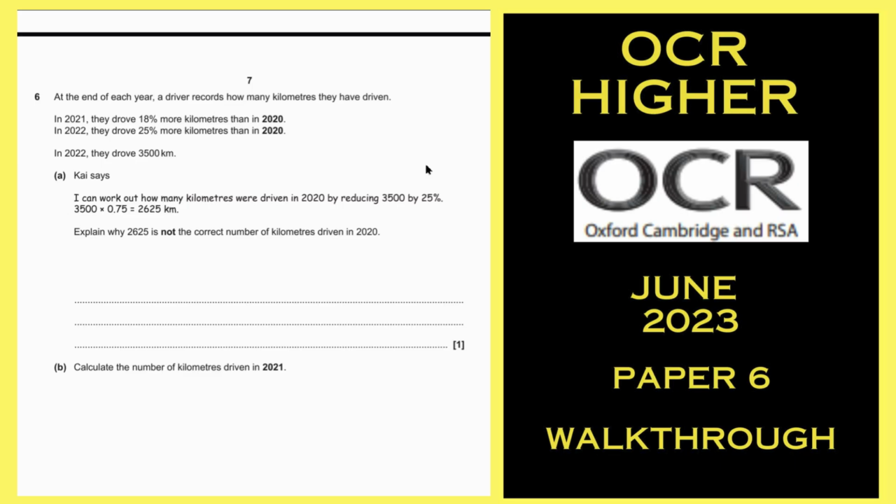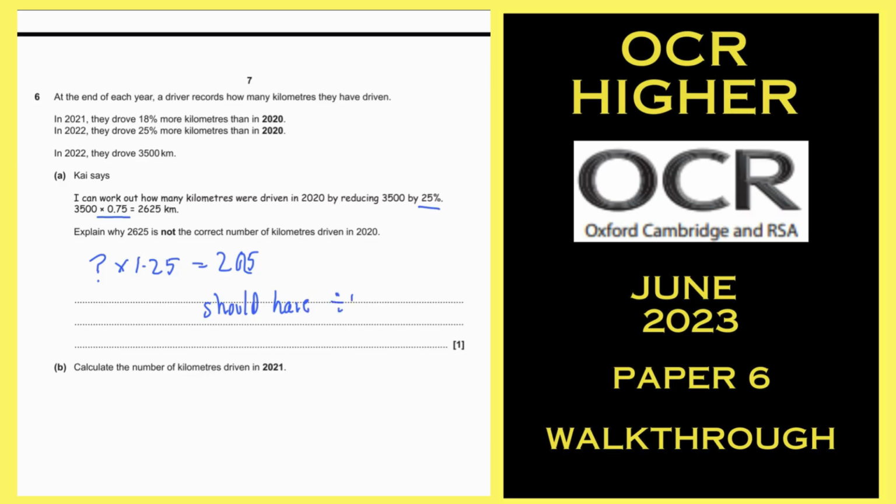Part A, we've got Kai. I can work out how many kilometres were driven in 2020. In other words, Kai says we can work backwards. Working backwards with percentages means reverse percentages. Kai's basically saying, there's 2020. We have a multiplier of 1.25 because it was a 25% increase, and there's his problem. He's multiplied by 0.75 what he should have been doing. What they should have been doing. So just write it.